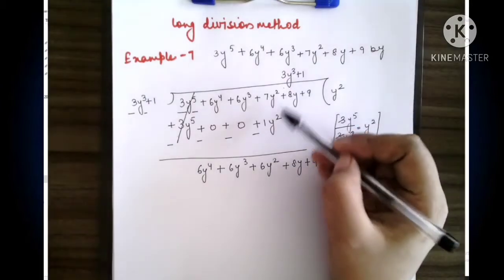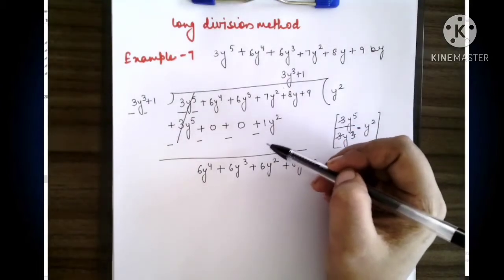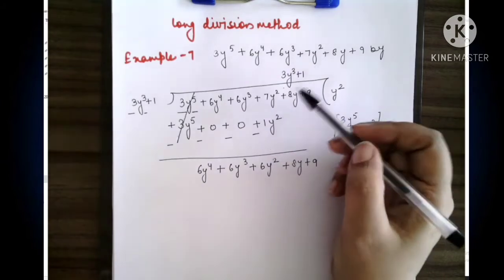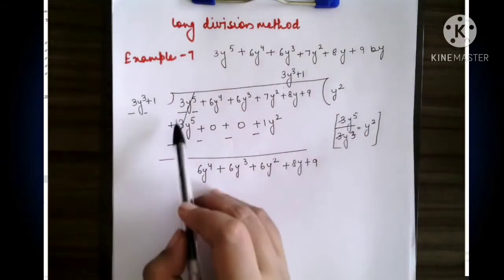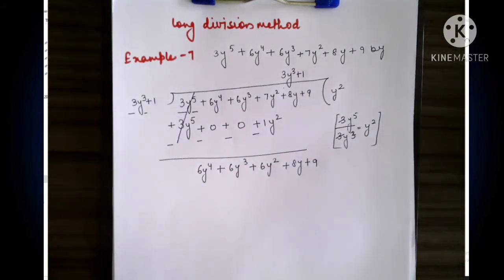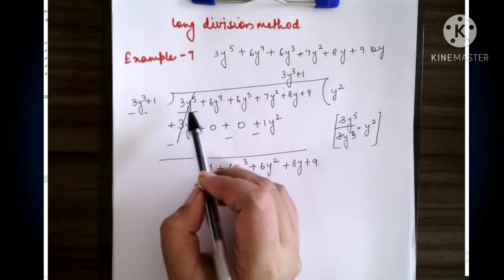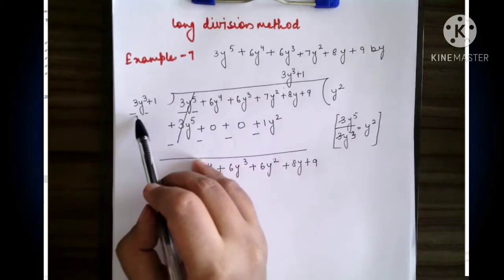Whatever the steps we have done here, the same we have to proceed here. So very first I am recalling what we did: we have to underline the first term of your dividend, then you have to divide the first term of the dividend by the first term of the divisor.